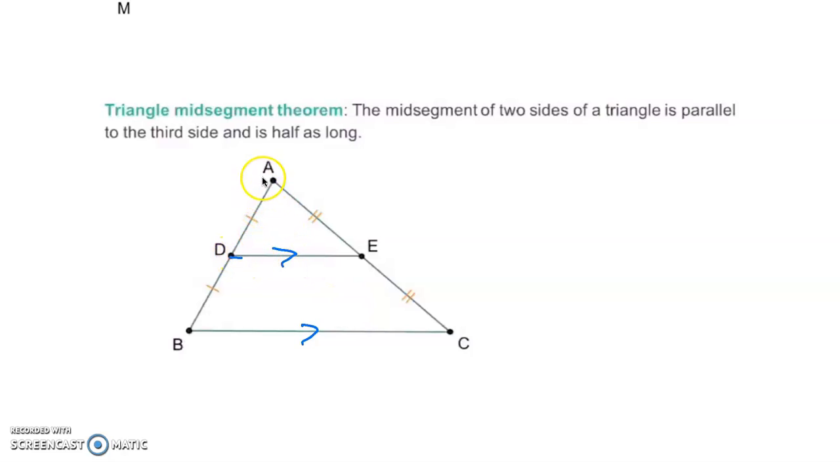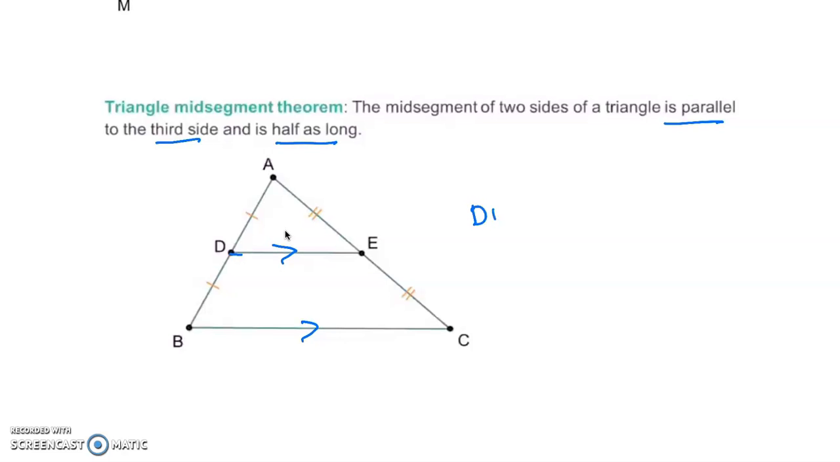So this is the midsegment of AB and AC. This midsegment connects these, and we know it is parallel to the third side, but it is also half as long. So we know DE is equal to 1/2 BC. And that's really useful when we're trying to solve for side lengths of a triangle.